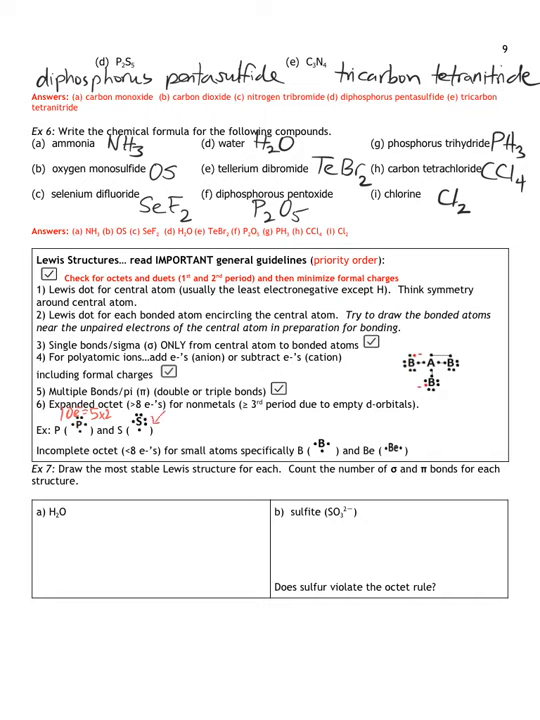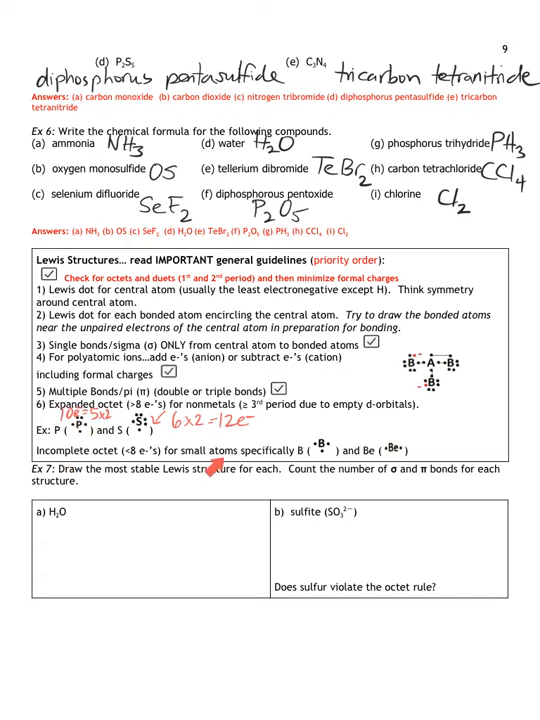Same here with sulfur. Sulfur has 6 valence electrons. Times that by 2 gives you 12. So sulfur can have 12 electrons, including the shared electrons. And so it can have an expanded octet. That is called having greater than 8 electrons.